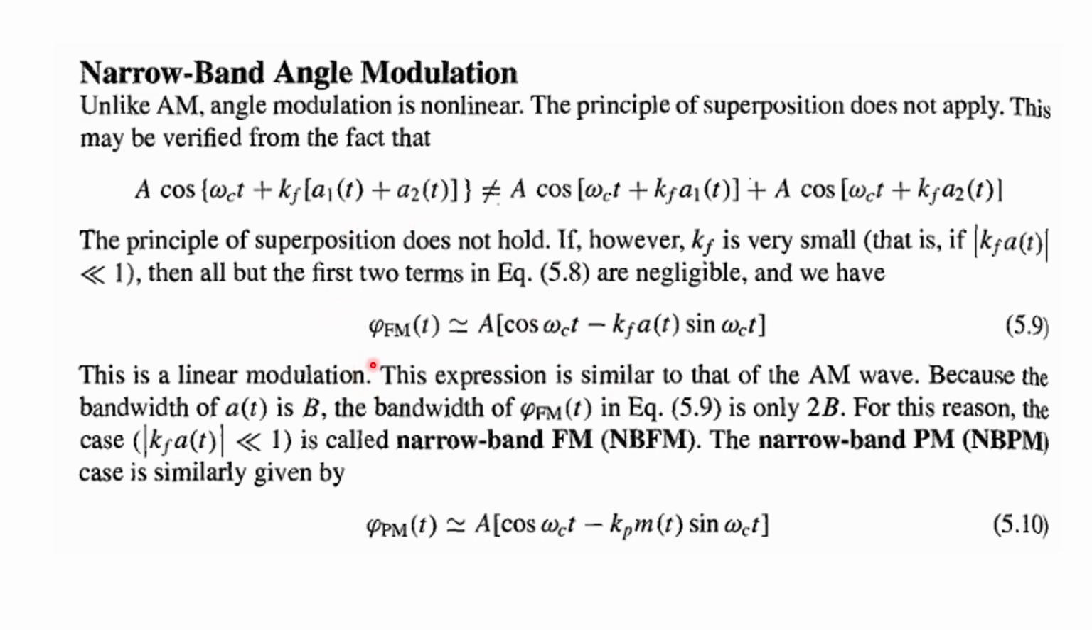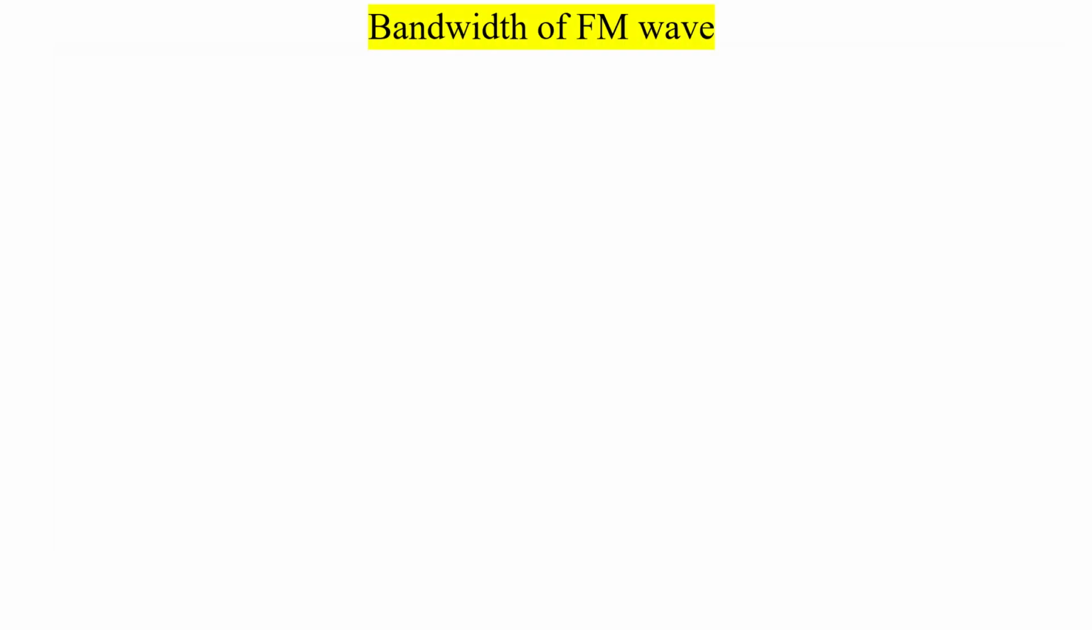So that is why this principle will not be valid here. For the final frequency modulation, if beta is very small, that is k of a(t) is very much less than 1, in that case it will be A cos ωct minus kf a(t) sin ωt. So this is almost equivalent to amplitude modulation. And similarly for phase modulation, your equation will be A cos ωct minus kp m(t) sin ωct. But these equations will be valid only for narrowband, meaning the frequency deviation is small. Otherwise, they won't be valid.